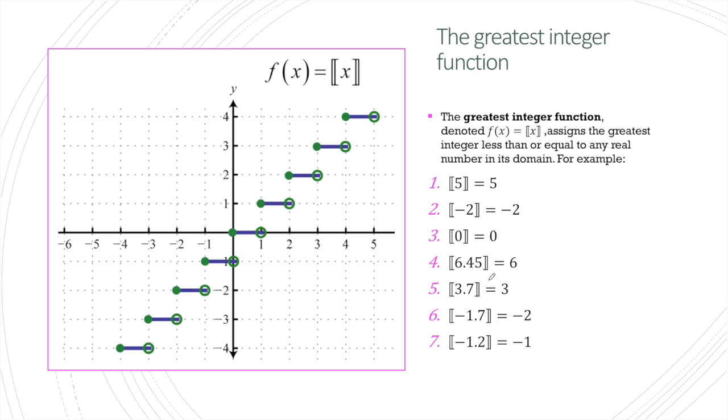3, we would round that down and we'd go to 3. Negative 1.7, that has to round to the next lowest negative number. That's going to be negative 2. And negative 1.5 would round to negative 2. So that's a quick look at the greatest integer function.